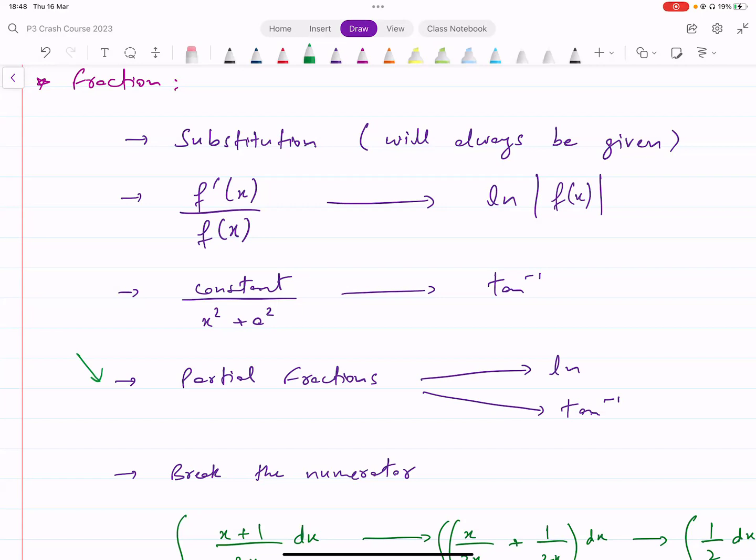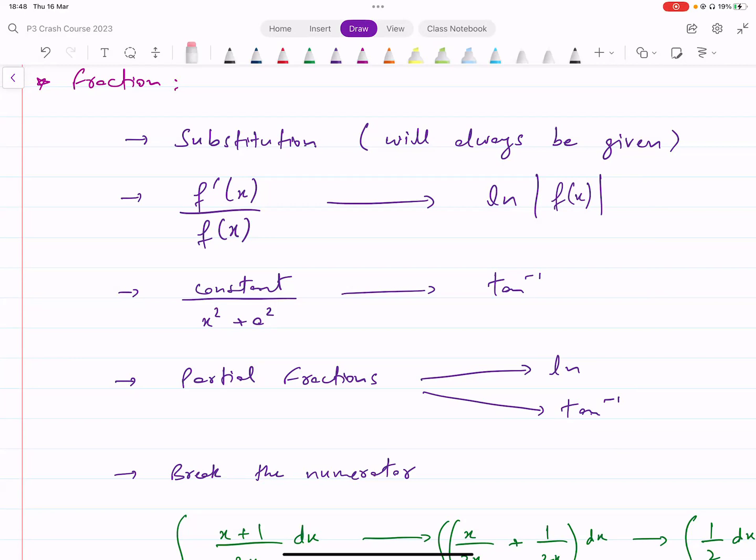Okay. And then after you're done with partial fractions, those individual fractions that you get, you could apply either the log rule or the tan inverse rule. The earlier two rules that we did, you could apply any one of them after finding partial fractions. Okay. Now, sometimes even partial fraction doesn't work.